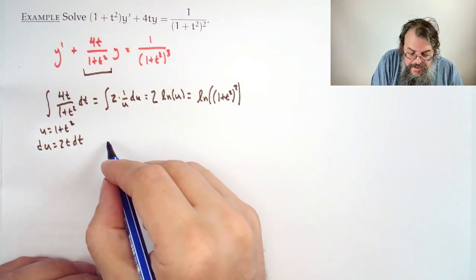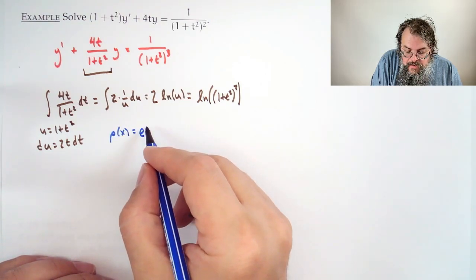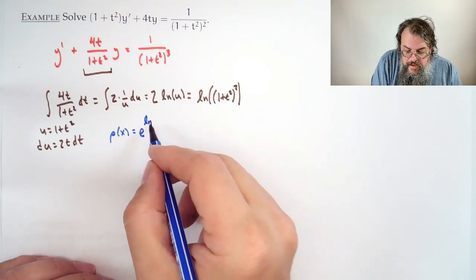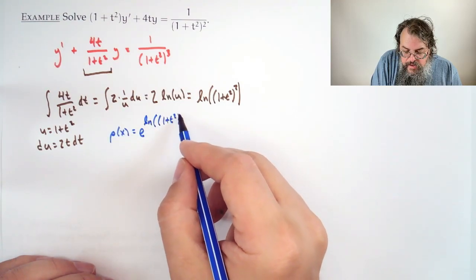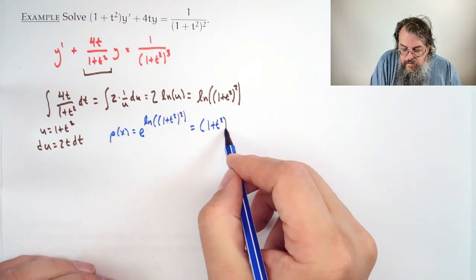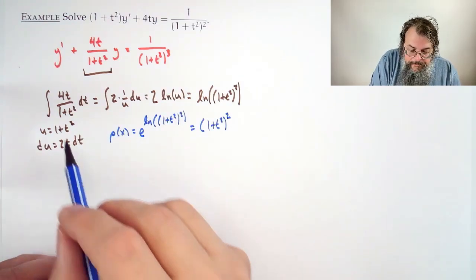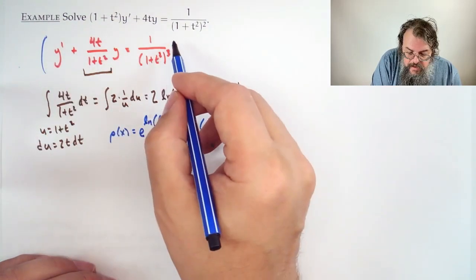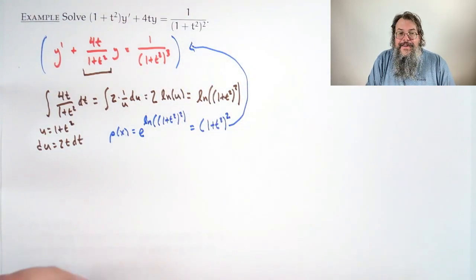So our integrating factor, rho of x, is e to the natural log of 1 plus t squared squared, or if you like, 1 plus t squared squared. And we do like that. All right, so we're going to take that, put it right there.